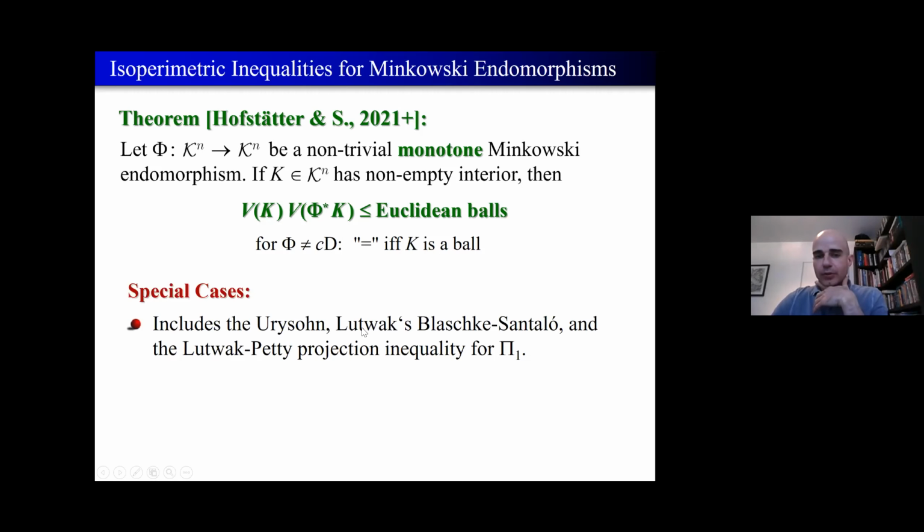All three inequalities I showed you before, so Urysohn's inequality, the Lutwak-Blaschke-Santaló inequality for polar difference bodies, and what I call the Lutwak-Petty projection inequality for Pi_1, are all special cases here. But this is an infinite dimensional family of inequalities, if you want, because any non-negative measure on the sphere which has this invariance property induces such an inequality.